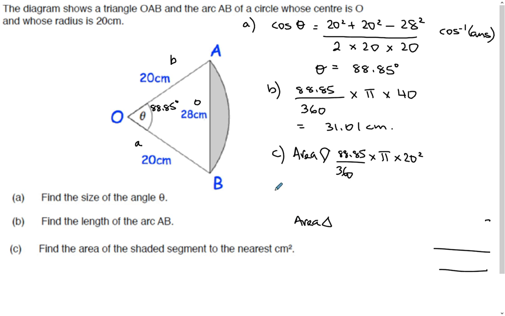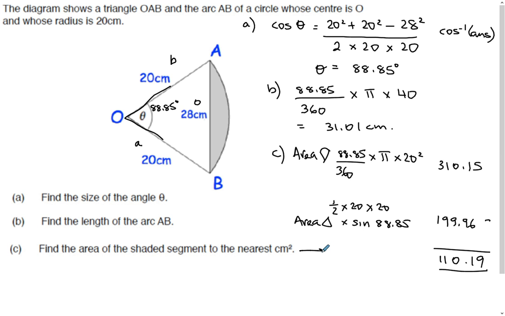And the area of the triangle, we've got our V there. So it'll be half times 20 times 20 times sine 88.85. Okay, and that will give you 310.15. That will give you 199.96. And if you take them away, you get 110.19. Yeah, to the nearest centimeter will be 110 centimeters squared.